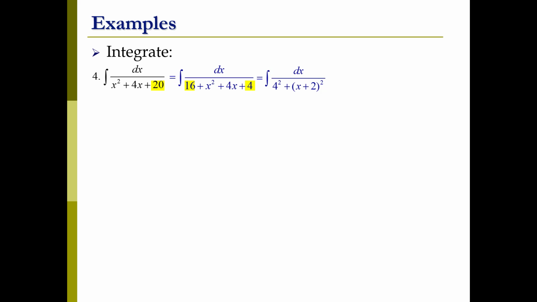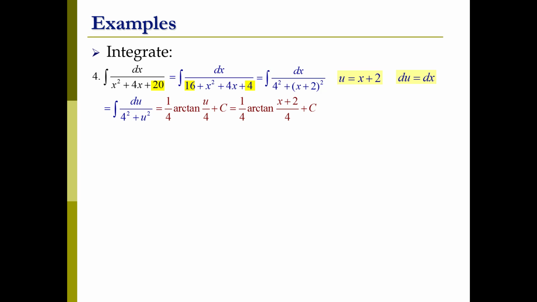That follows our form of arctangent. We're going to let u equal x plus 2, which of course means that du is dx. So the numerator becomes du all over 4 squared plus u squared. And so once again, this is arctangent. So we get 1 over a, 1 over 4, arctangent of u over a, u over 4, plus c. We just have to substitute our u back in, and if you do that, you get 1/4 arctangent of x plus 2 all over 4 plus c.